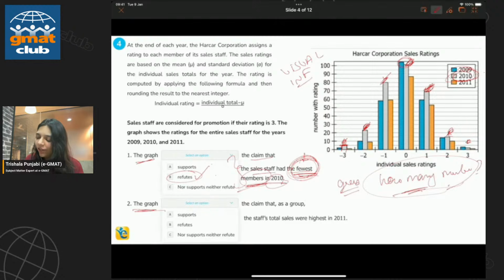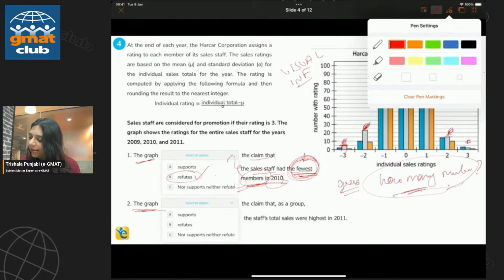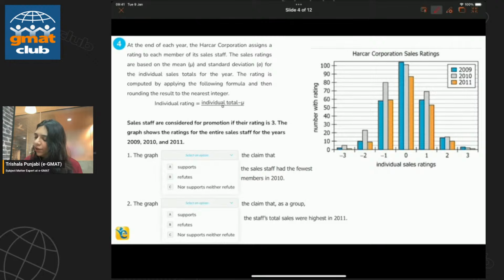The graph dashed the claim that as a group, the staff's total sales were highest in 2011. Is this chart giving us information about total sales? Yes or no? Now I'm going to wait until you guys answer yes or no. If you are watching it later, then pause and think in your head yes or no. Is this graph giving us information about total sales? Aditi says no. Okay, what do other people say?